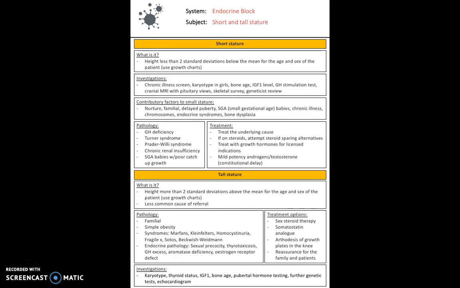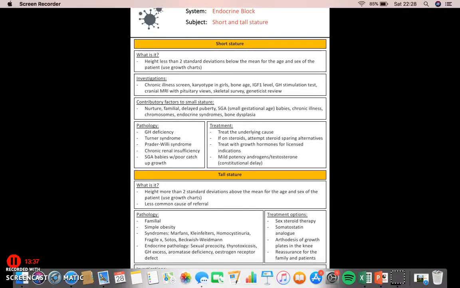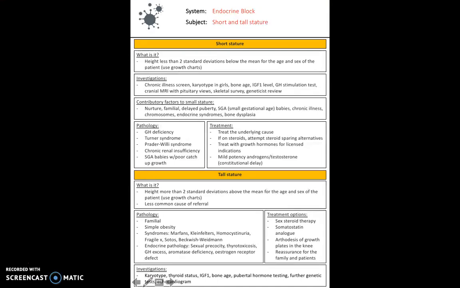Lastly, for this video, just take a look at short and tall stature. So short stature is where your height is less than 2 standard deviations below the mean for your age and sex, and potentially any condition that you may have. So there are several different types of growth charts that you can use, and it's important you're using the right one for the right patient. Likewise, tall stature is where your height is more than 2 standard deviations above the mean for your age, sex, or condition. The most common cause of referral is short stature as opposed to tall stature, and you'd want to do a variety of investigations to see why this is happening.